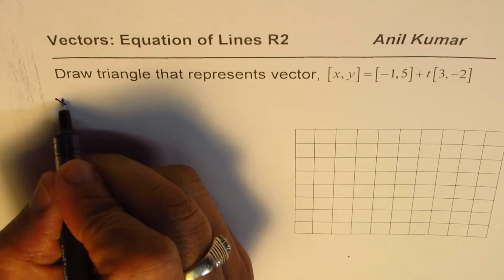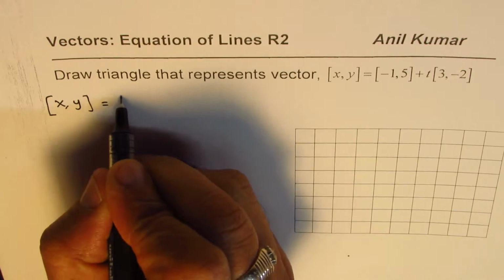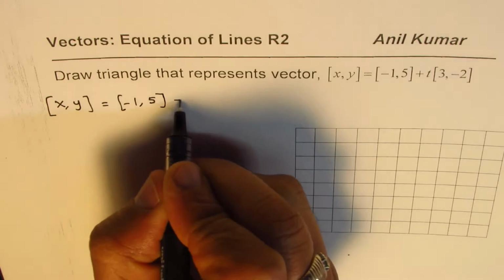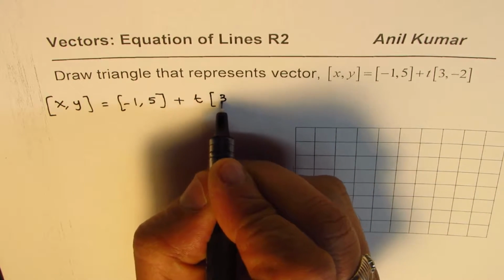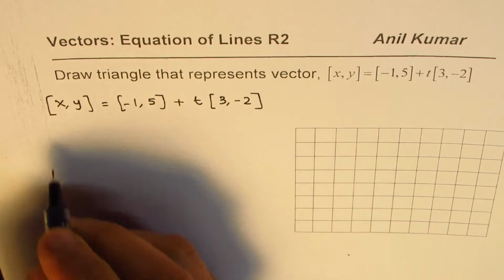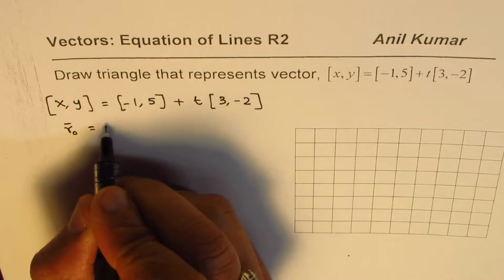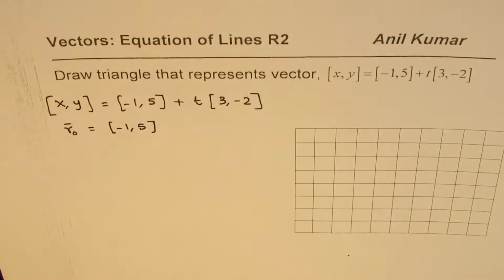So we are given the vector equation xy equals (-1, 5) plus t times (3, -2). Now we can consider a position vector, let's say r0, that's the position vector, which is (-1, 5), right? That is the position vector.